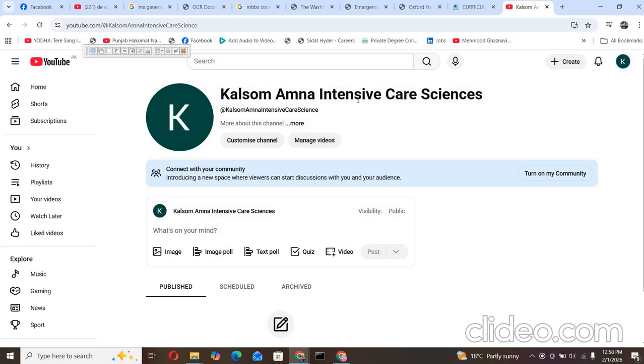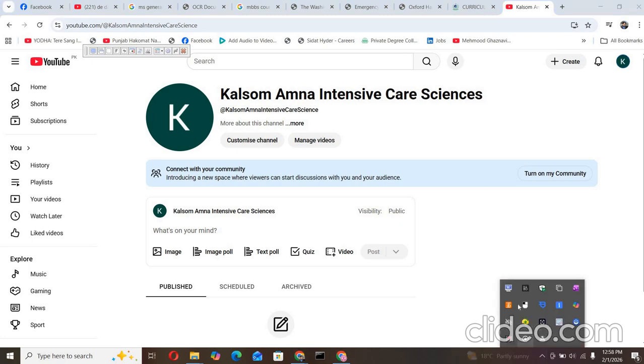So, upper GI bleeding: peptic ulcer. Let's discuss what ulcers are.